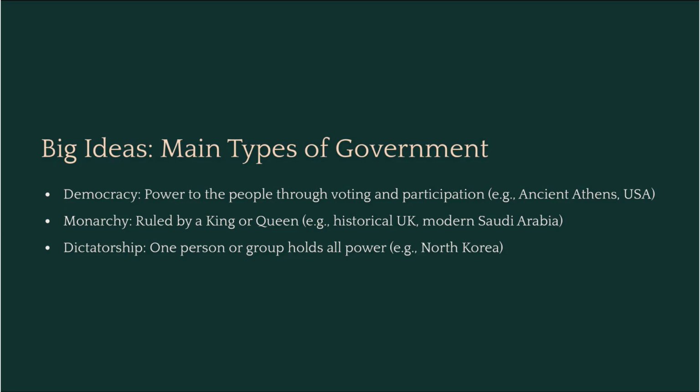A monarchy is when one person, like a king or queen, rules the country, and that power is usually inherited, passed down through the family. A dictatorship is also ruled by one person or a small group, but they often take power by force and don't allow any disagreement. The key difference is always about one question: where does the power come from?